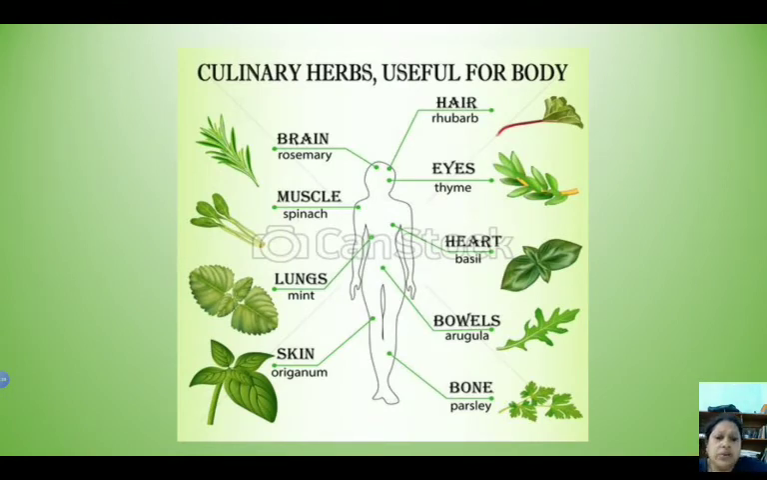Some of the organs are mostly related to the culinary herbs. You can start with the brain. For the brain, the rosemary plant is used. For muscles, spinach is used. For lungs, mint is used. For skin, oregano is used. For bones, parsley is used. And for your bowels, arugula is used. Then for the heart, basil is used. For eyes, thyme is used. And for hair, rhubarb is used. All these medicinal plants are very much related to our human body. So as we use these culinary herbs in day-to-day life, we can avoid most diseases.